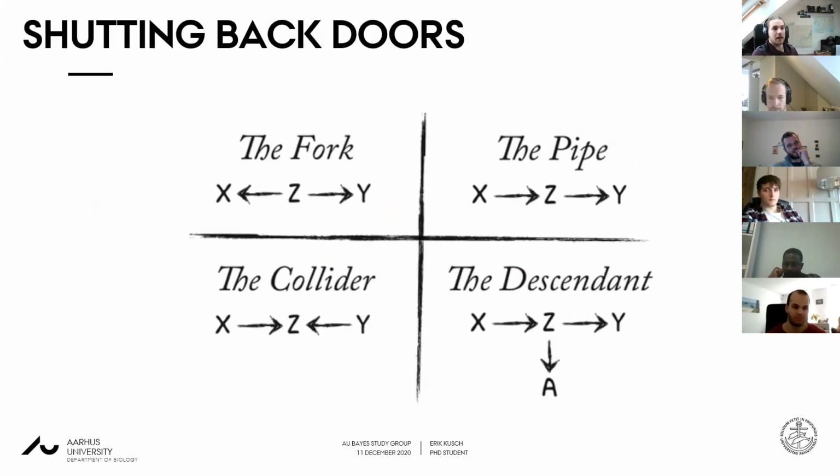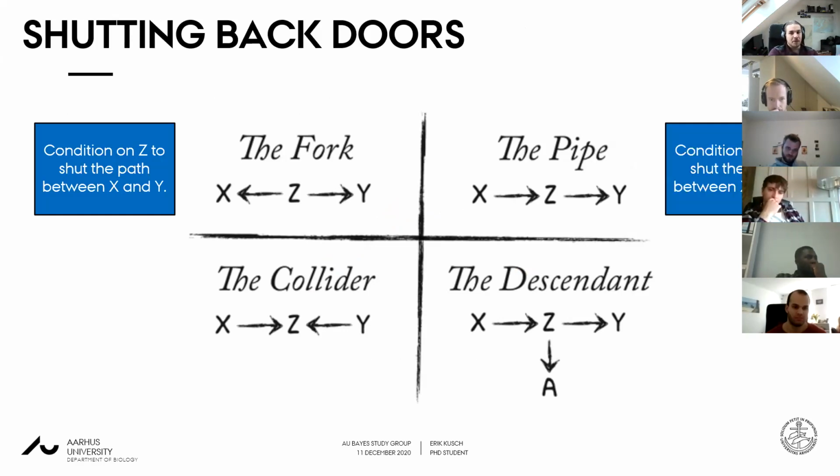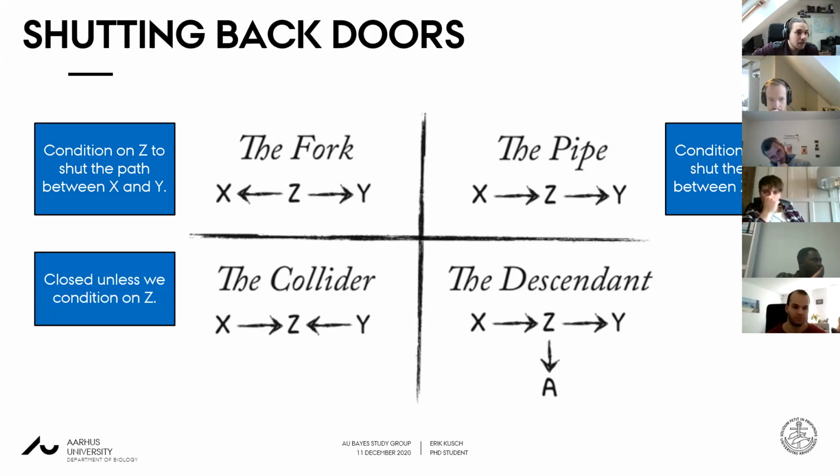So in terms of rules, I just wanted to take us back to this overview slide here for the different confounds that are potentially present. With the fork, what we would want to do is condition on Z to shut the path between X and Y. If we, with the pipe, condition on Z, we would shut the path between X and Y as well. So the fork and the pipe are equivalent in the sense of how you would shut paths. With the collider, we already have a closed connection unless we condition on Z. Then we open the path, because then we introduce a relationship between X and Y on either end.